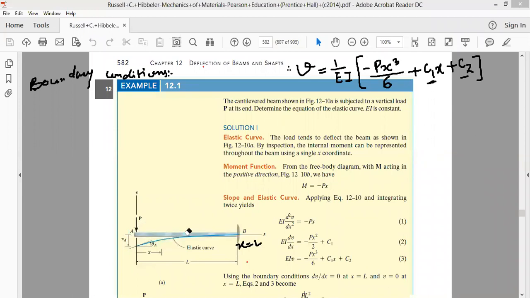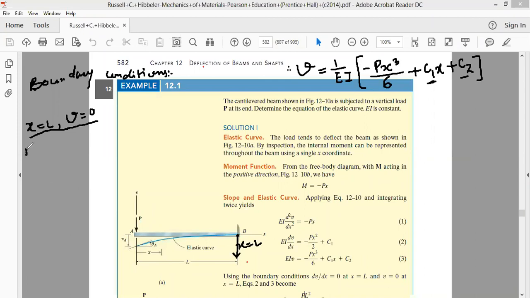Look at x equal to L, what's happening? At this very point where the beam is fixed, the beam will not move down. The beam will not undergo any deflection. At the fixed end, the beam does not move downwards. That is, at x equal to L, the value of deflection is equal to 0. This is very important. It is 0 because the end B is fixed. It neither moves up nor moves down.